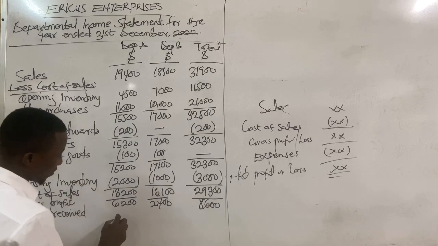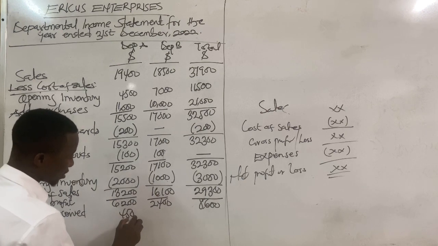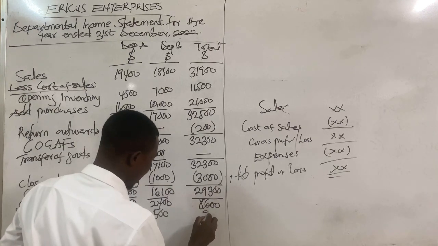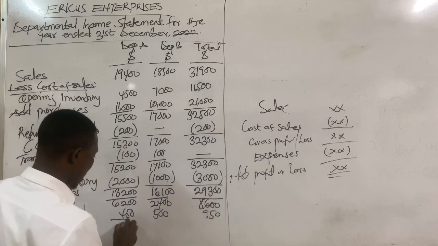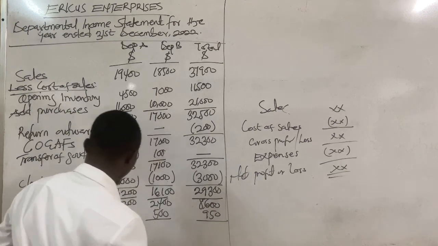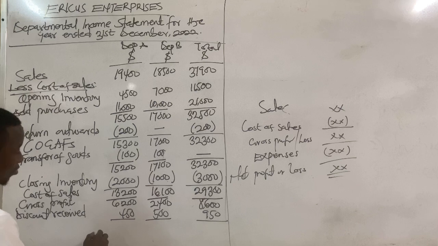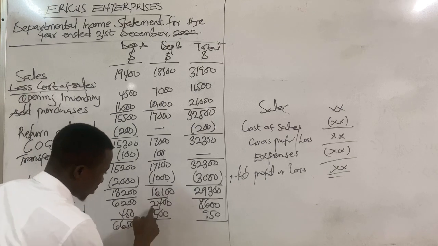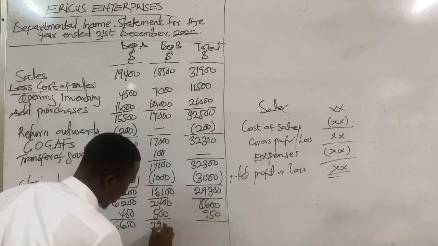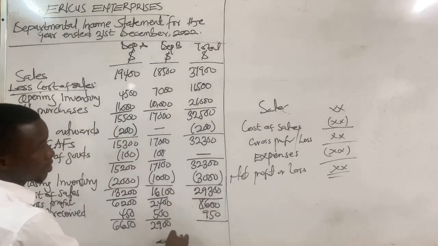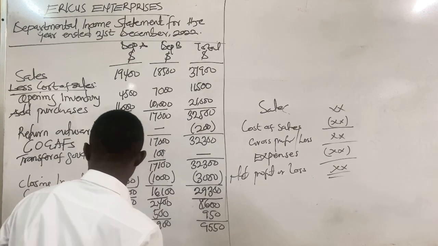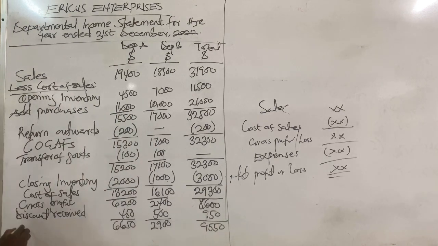Discount received for Department A is $450, Department B is $500, making a total of $950. So we add them up. So this will give us 6,650, 2,900, and this will also give us 9,550 as the total income.